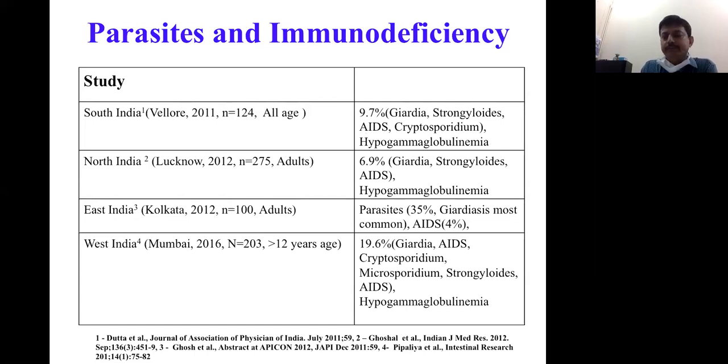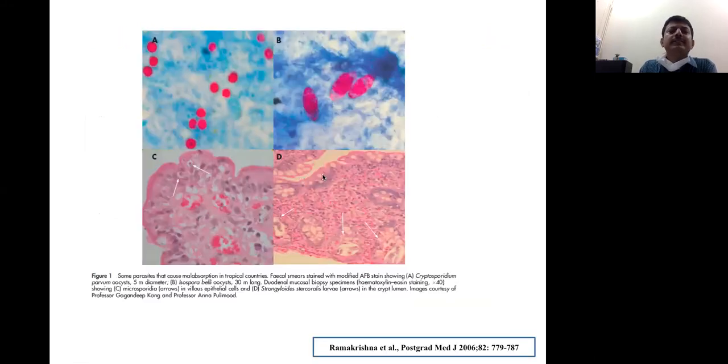This again is a paper published from our center showing some of the parasites. So you can see Cryptosporidium in this picture, Isospora. This is a picture showing Microsporidium and Strongyloides. So these are the common conditions causing malabsorption.